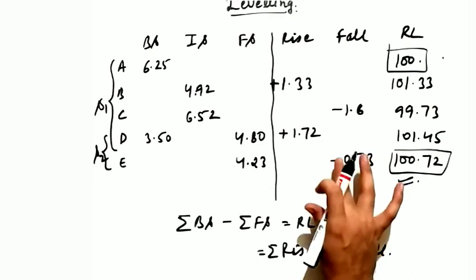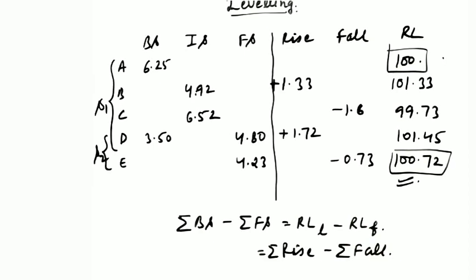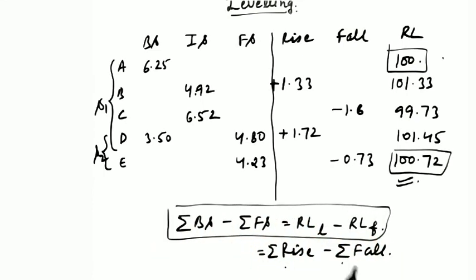Do not consider these signs for this, since it is already negative. So this is also a check. For height of collimation, this is the only check, since there is no rise and fall in this method. But for the rise and fall method, this is the complete check. So you can have a check on rise, fall, all the RLs, all the intermediate sides, all the back sides and all the fore sides.